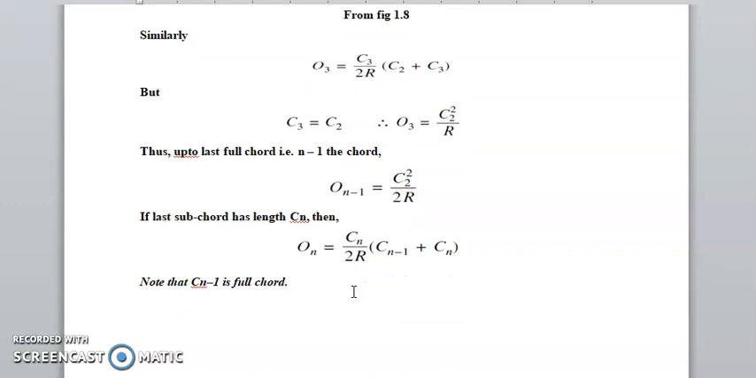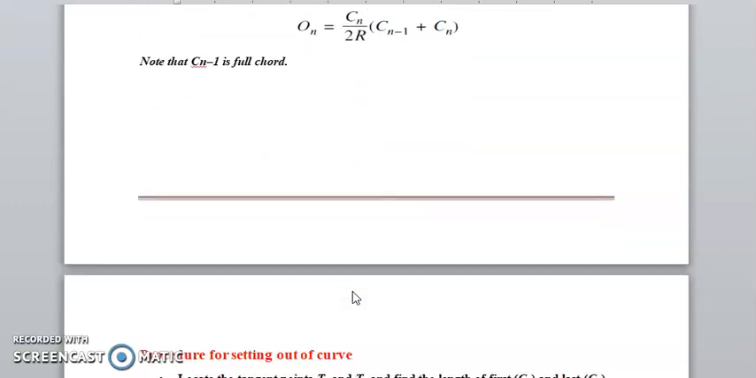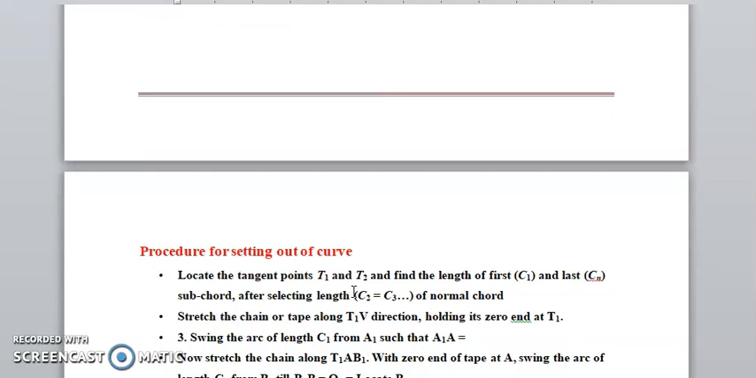Now, the procedure for setting out the curve.